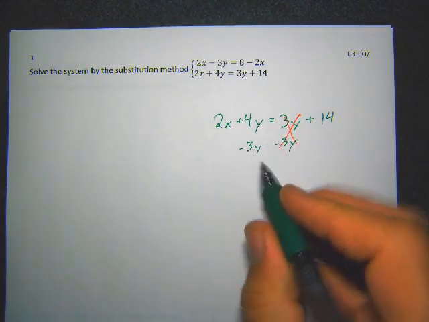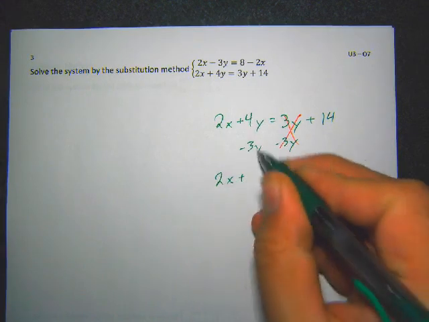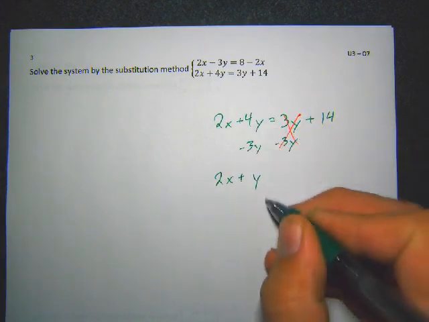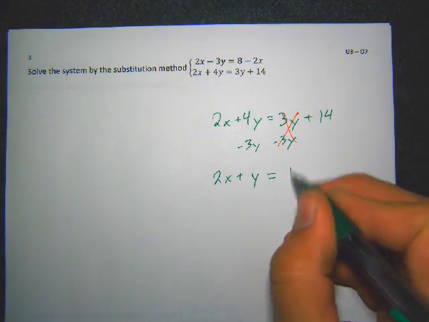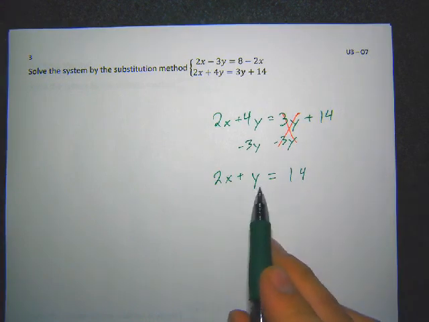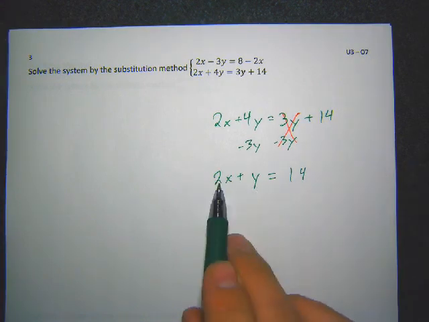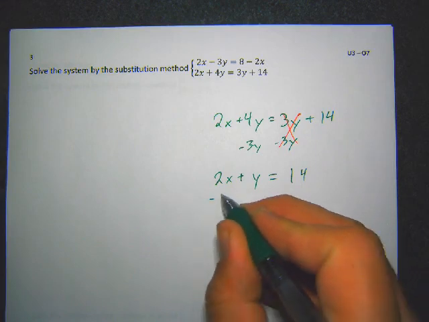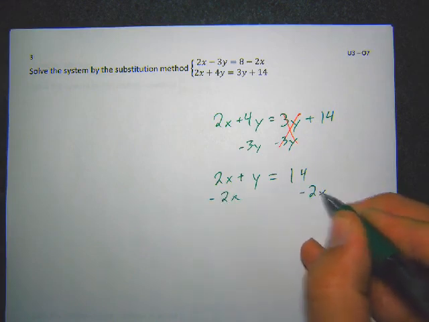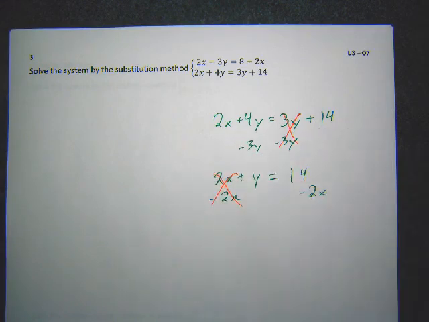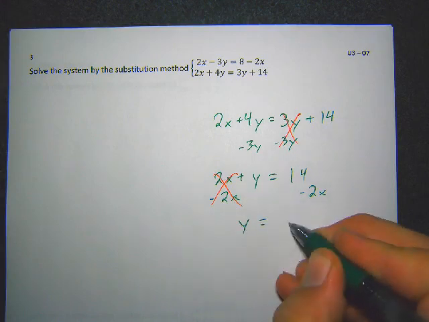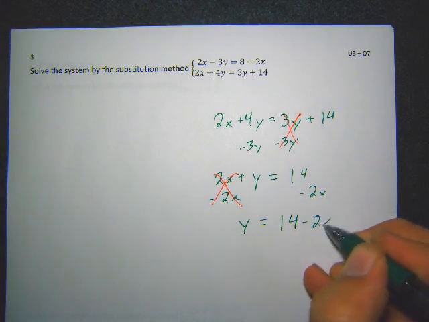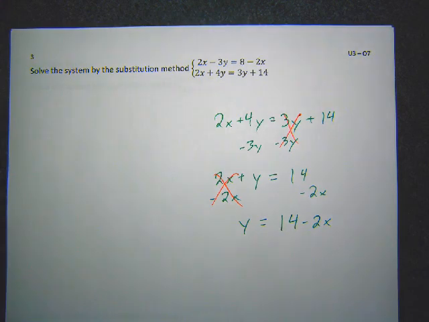So if I get all the y's on the same side, I get 2x plus, well, this just becomes y, because 4 minus 3 is 1, so just one of those y's. So it's 14. Now y, you can see why I picked this one, because y is going to be easy to get by itself, because all I have to do is subtract 2x across. So subtract 2x across, get rid of this part, and we get y equals 14 minus 2x. So I kind of picked that one, because I thought it was going to be pretty easy to get y by itself.